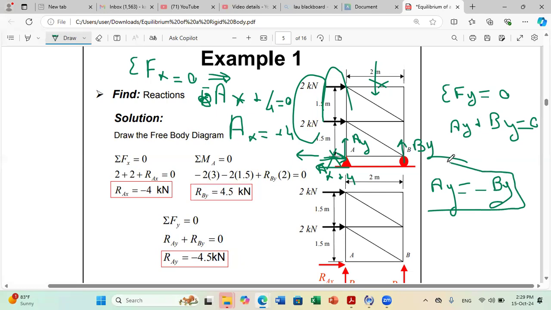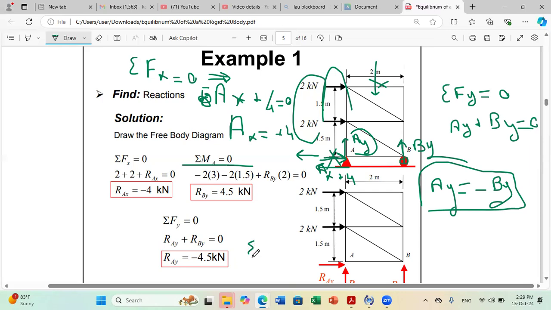Okay, and I need an additional equation. Now, I have several choices. If I do sum of moment about B, the only unknown will be ay. If I do sum of moments about A, the only unknown will be by. So both are right. You can do whatever you want. Let us say they did here moment about A. Let us do moment about B.